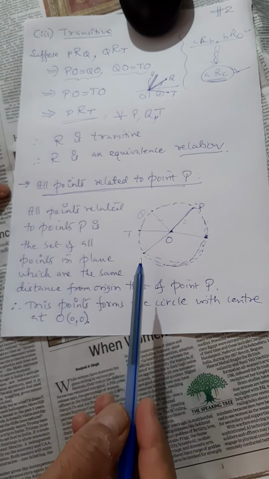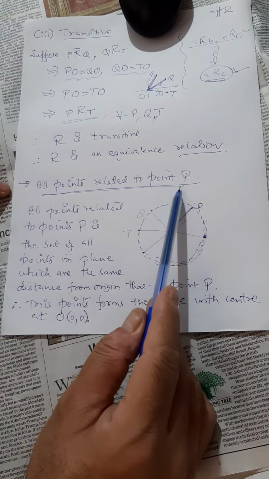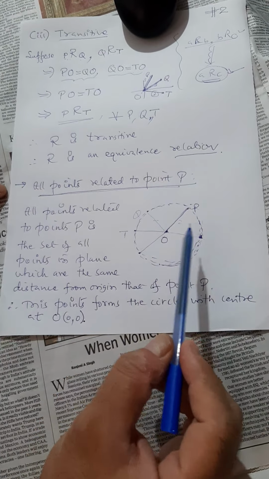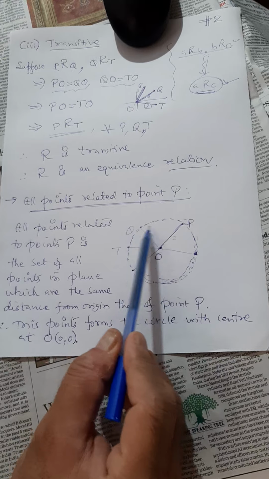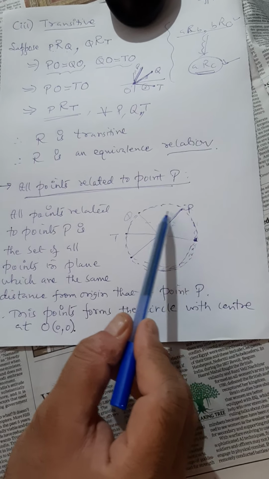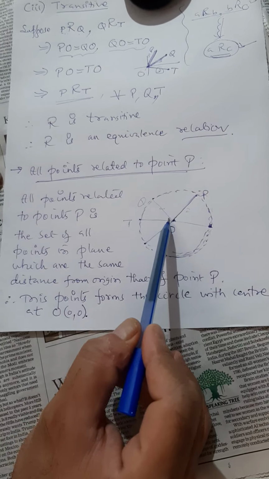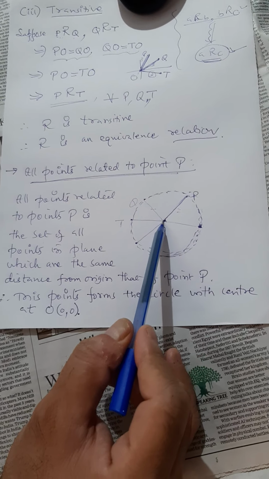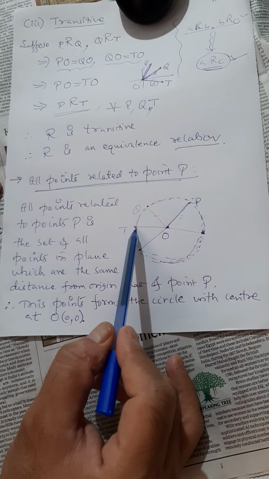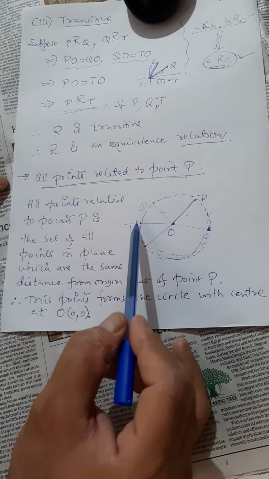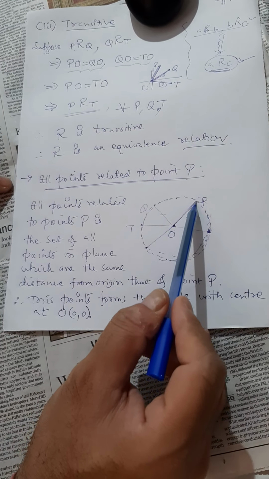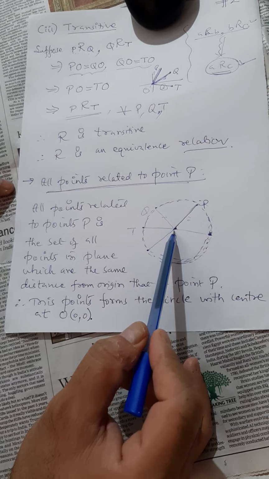I repeat this portion. Here you want all points related to P. So if Q is related to P, then as per definition, the distance of Q from origin is the same as the distance of P from origin. If I take another point T which is related to P, then the distance of T from origin is the same as the distance of P from origin.